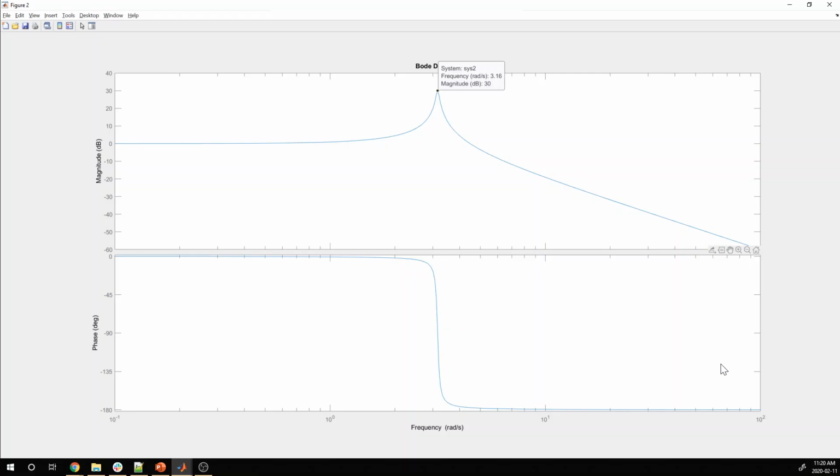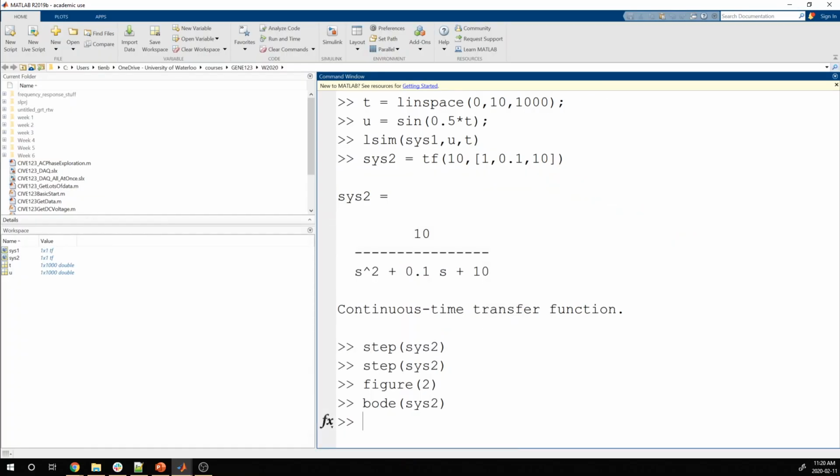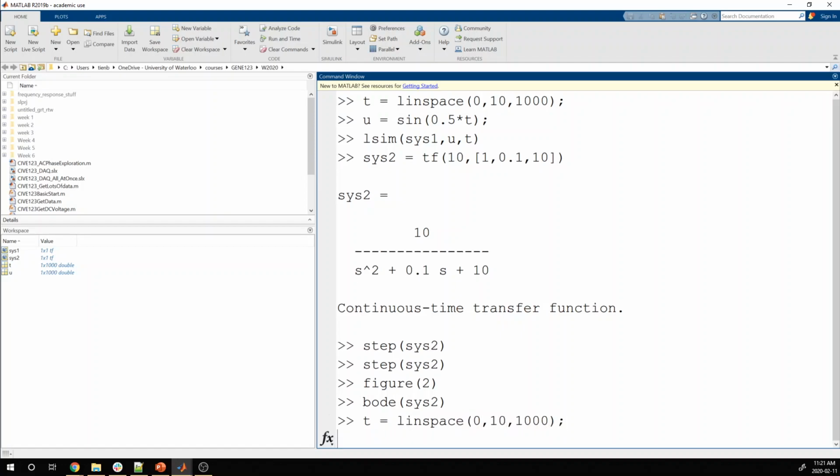So let's now go back there. Let's do another LSIM for this system, and let's look at what happens when we give it a sine wave at this frequency, which is approximately 3.16. So I'm going to do that again. So my T, I'm going to keep as my linspace, 0 to 10 in steps of 1,000. Now my U is sine of 3.16 times T.